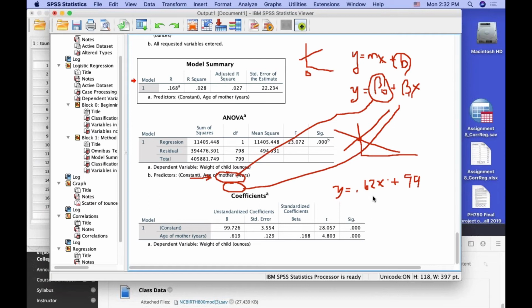Okay, so 0.62 times the value of x plus 99 represents the value of our dependent variable y. Well, in our case, what is y? What is that dependent variable? That's the weight of the child. Weight of the child is equal to 0.62 times what's x? X is the mother's age. I'm going to put MA in there, mother's age, plus 99.